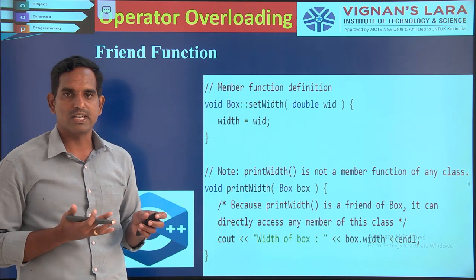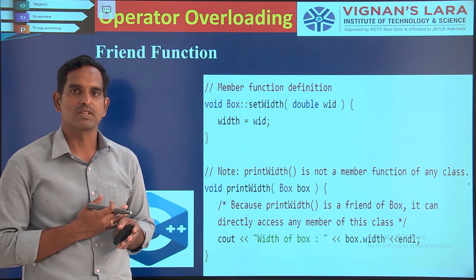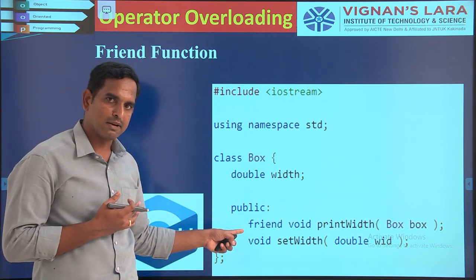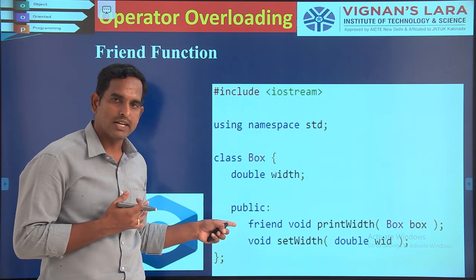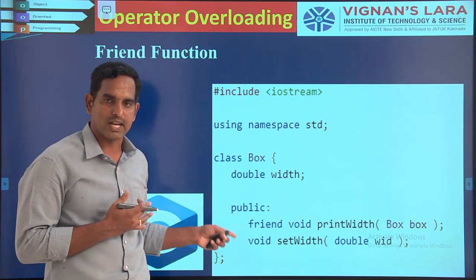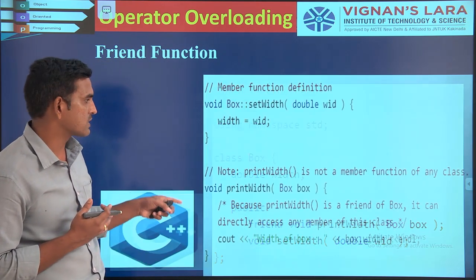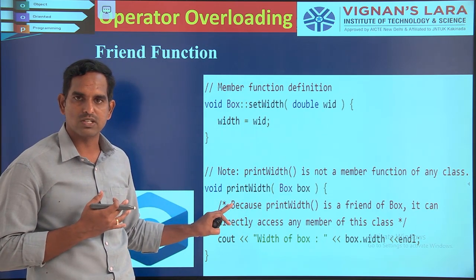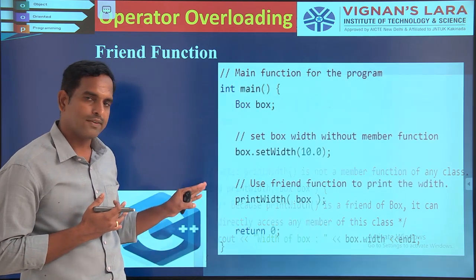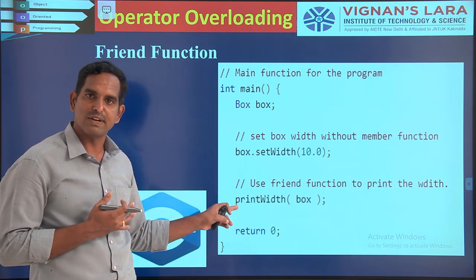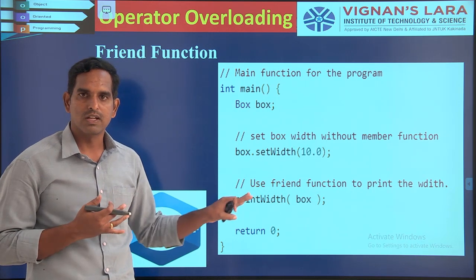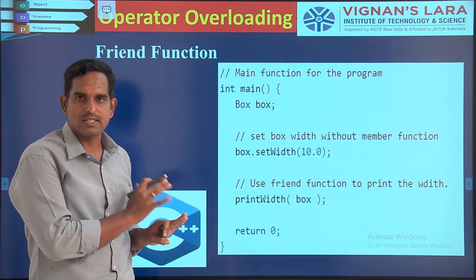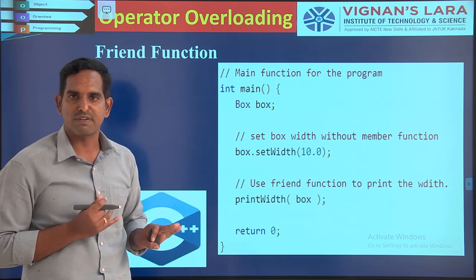If you see this simple example, you can understand what a friend function is. A friend function, just like a member function, is declared inside your class. But unlike a member function, when you define the friend function, you need not use the scope resolution operator. And unlike a member function, while calling the friend function, you need not use the object. This is how your friend function actually works. This is just a simple example of how you can use your friend function.